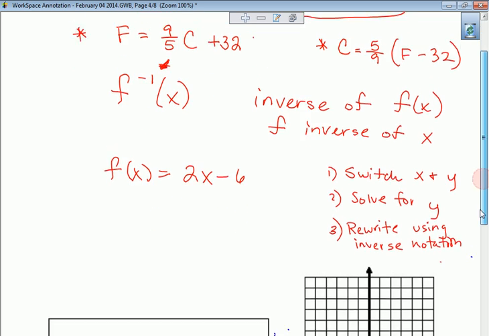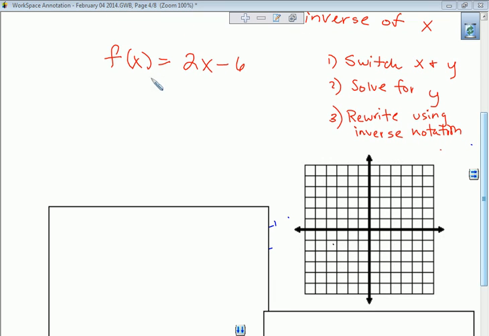All right, so here we have a function, f of x equals 2x minus 6, and we're going to find the inverse. It's quite simple. This is a linear function, right? Linear functions are pretty simple to start with, but all you have to do is switch the x and y. And f of x means y, right? So we'll switch the x and y, and we'll solve for y.